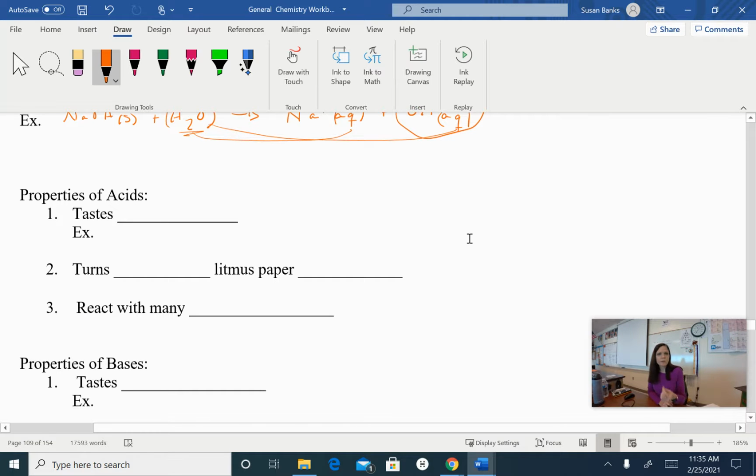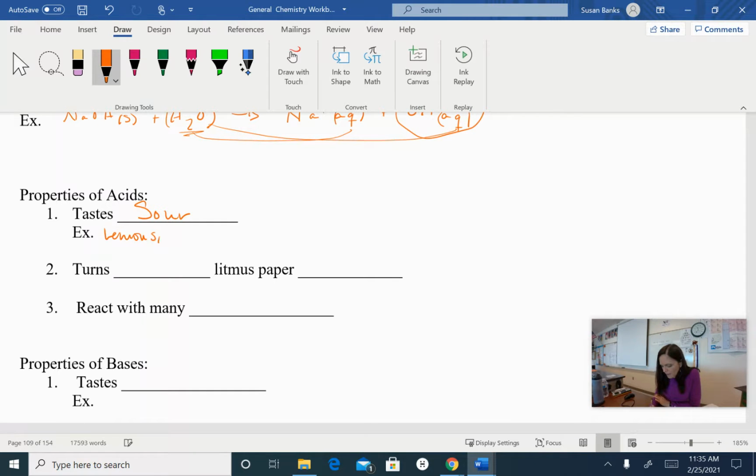Okay, properties of acids, and you've probably seen this a lot. When you bite into a grapefruit or a lemon or a lime, what do you taste? They're sour. So acids are sour. For example, lemons, limes, grapefruit. If you've ever had straight vinegar, it is sour. Acids taste sour because the acid binds with the receptors in our tongue to produce that sour sensation.